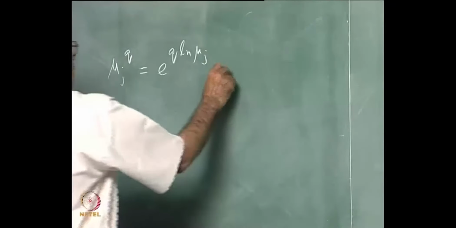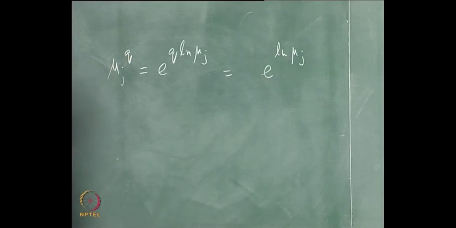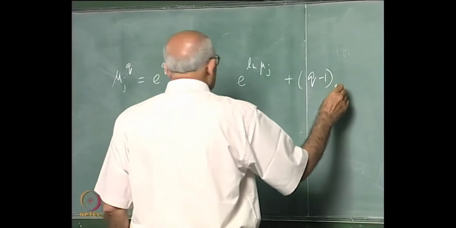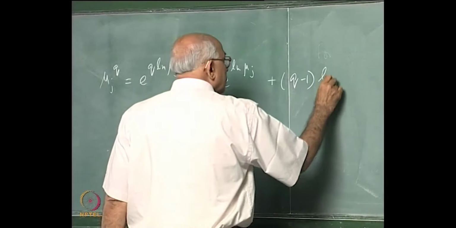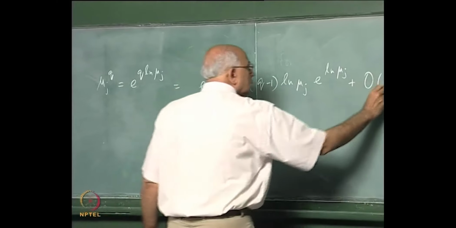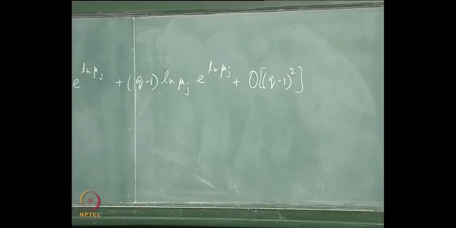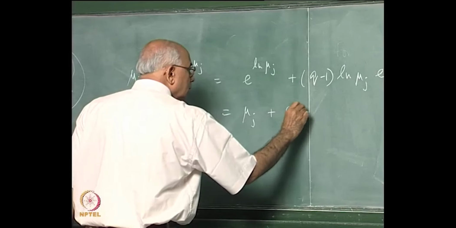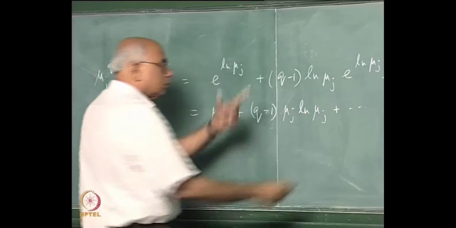So this thing here is equal to e to the log mu j at q equal to 1, plus q minus 1 times the derivative of this quantity at q equal to 1, which is log mu j times e to the log mu j, plus order q minus 1 the whole squared. That gives me e to the log mu j, which is just mu j, plus q minus 1 times mu j log mu j, plus higher orders which you can ignore.